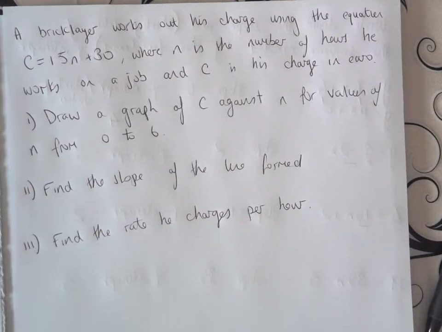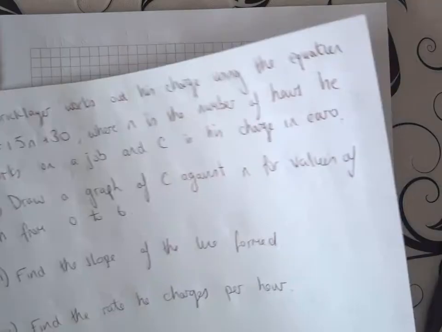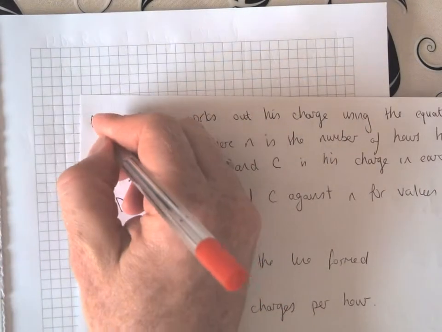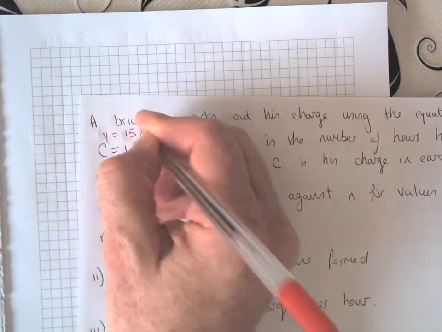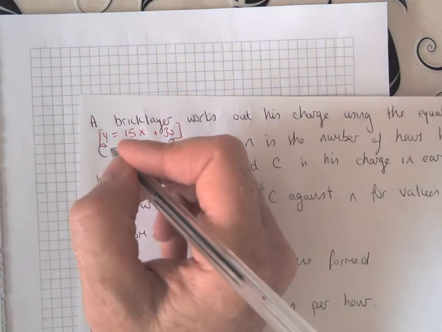So a bricklayer works out his charge using the equation C equals 15n plus 30, where n is the number of hours he works on a job and C is the charge in euro. Draw a graph. Okay, so it says from 0 to 6. So we can do what we did the other day and change this to y equals 15x plus 30. And we can use the table function on our calculator.